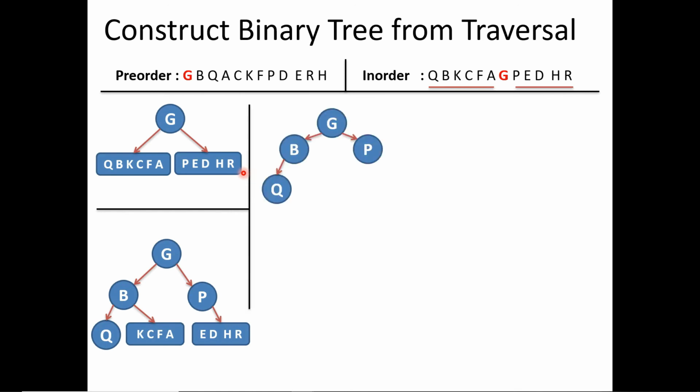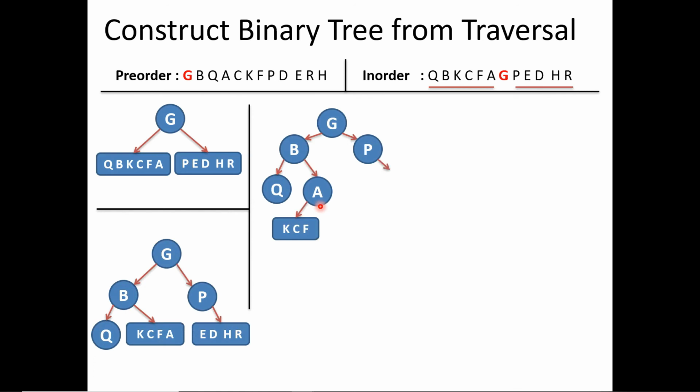Now in the next step, that much is covered. Now we have the right child of B, that is KCFA. So now we have to find the parent of this subtree. In KCFA, A comes first. So now A becomes the parent of this subtree, right? A has no right part. So KCF becomes the left child of node A.